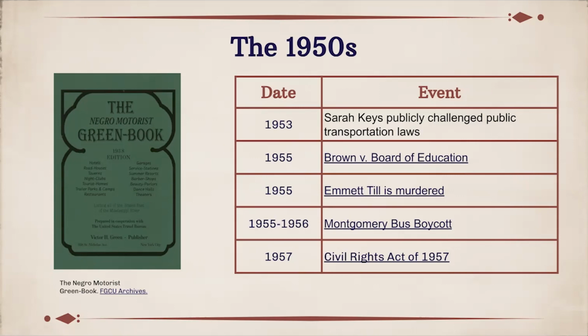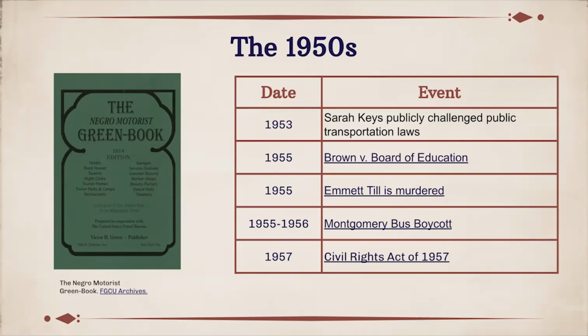And doing so landed her in jail in 1953. That led to a 1955 landmark decision, Sarah Keyes versus Carolina Coach Company. You don't need to remember this case. It just is important for when we talk about the Montgomery bus boycott in 1955. But the Interstate Commerce Commission ruled that separate but equal violated the Interstate Commerce Clause of the United States Constitution.